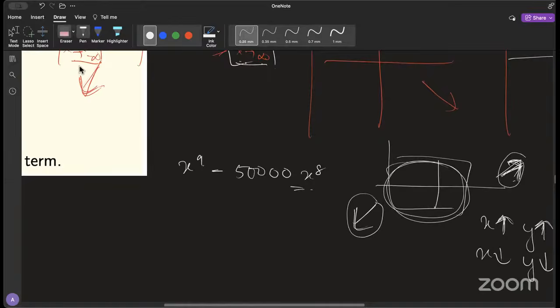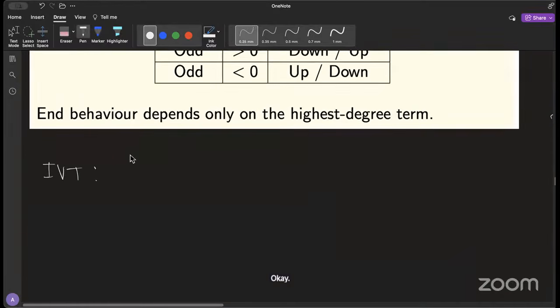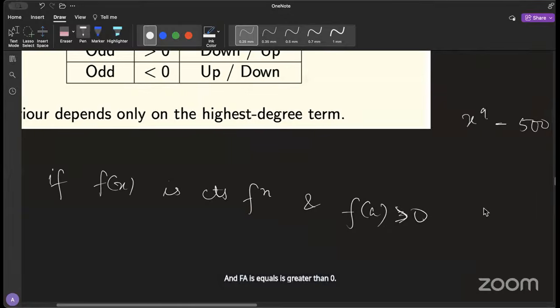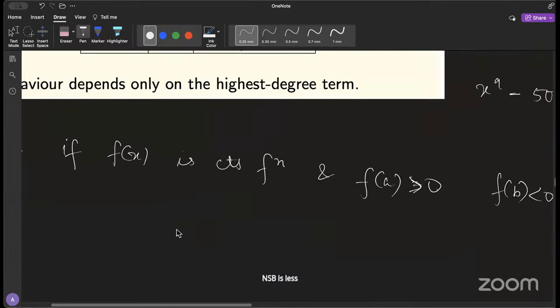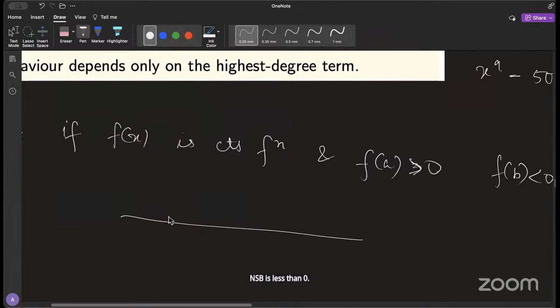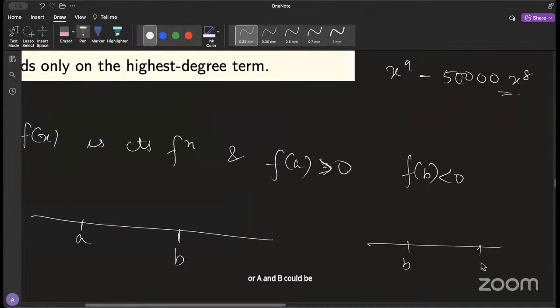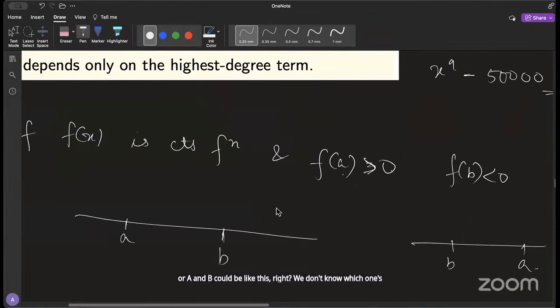Okay, ma'am. Okay. Then the intermediate value theorem is basically when you have two roots. Let's say you have a polynomial, and this is valid for every continuous function, by the way. So if f(x) is a continuous function and f(a) is greater than 0 and f(b) is less than 0, then a and b could be like this, or a and b could be like this, right?